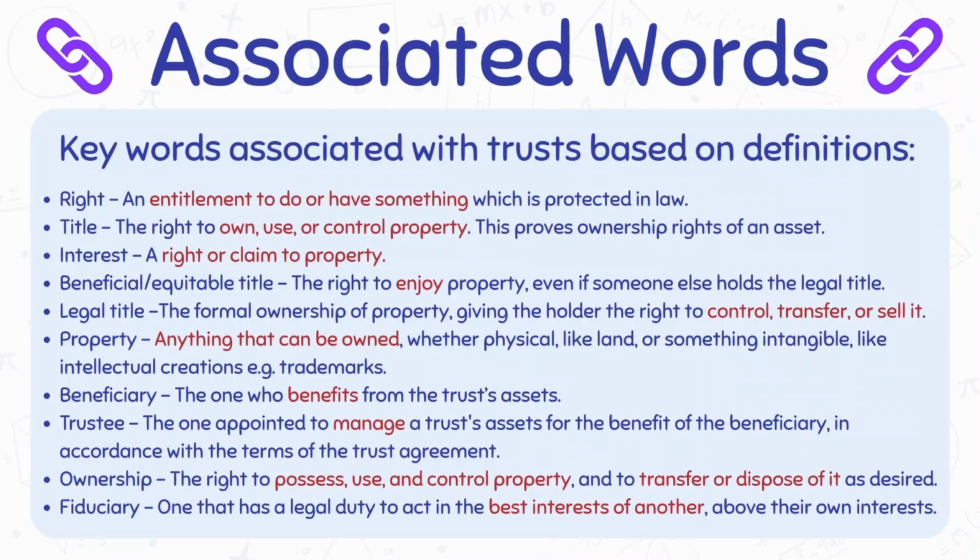Then you have ownership. This is the right to possess, use, and control property and to dispose of it as desired. And lastly, we have fiduciary. So a fiduciary refers to someone who has a legal duty to act in the best interests of someone else, above and beyond their own interests. So I hope that covering these definitions as well, you can understand the law definitions of trust even better now, and that things are really starting to take shape quite nicely in your mind.